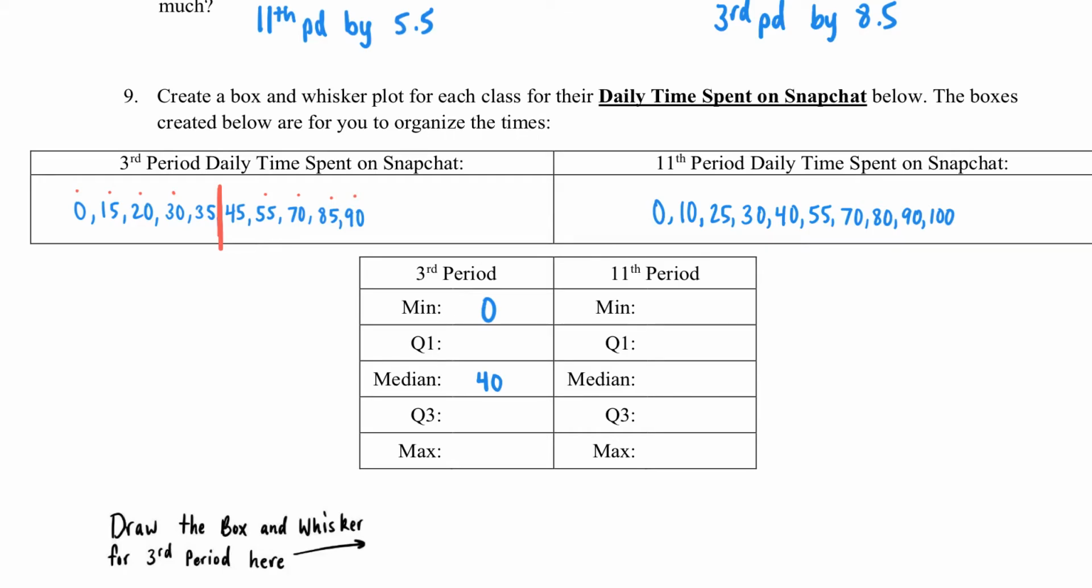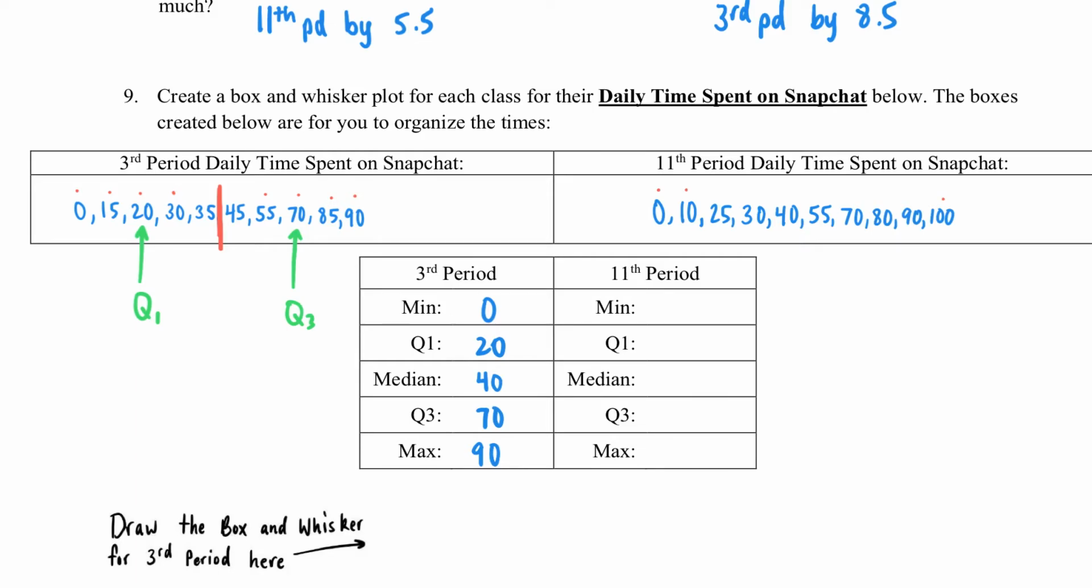The Q1 then is just the number that is the median of the lower half of our data set. So you take the lower half of the data set, you find the median. Take the upper half of the data set, find the median. That's Q3 up there. So those are Q1 and Q3. So Q1 is 20 for us. Q3 is 70. And then the max score is just the highest score. So that's 90. We'll do a similar thing here for 11th period.